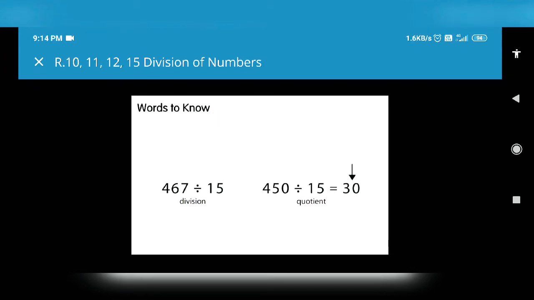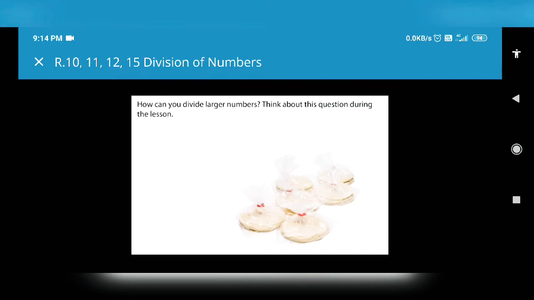Words to know: division, quotient. How can you divide larger numbers? Think about this question during the lesson.